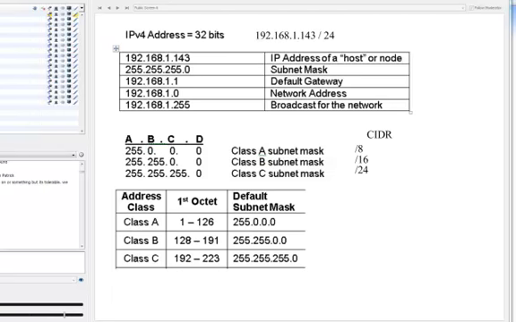Now, you do not need to know D and E for the test, okay? So what some people do is they'll memorize B as being 128 to 191, and they know anything less than 128 is Class A. Anything more than 191 is Class C. That's one way to memorize it. So you do need to know that for A+.